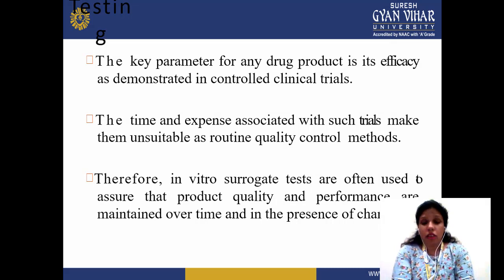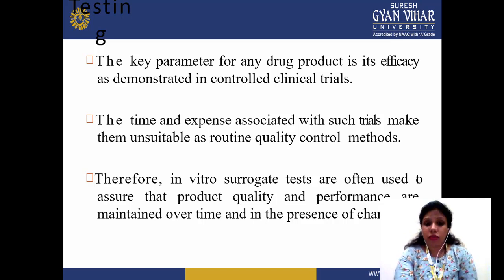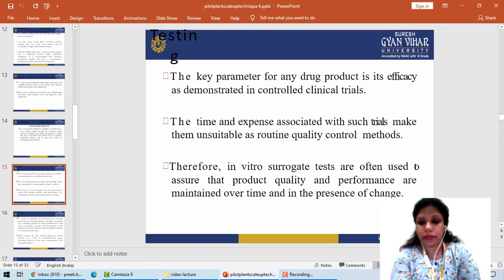Now the testing. The key parameter for any drug product is its efficacy, demonstrated in controlled clinical trials. The time and expenses associated with such trials make them unsuitable as routine quality control methods. Therefore, in vitro surrogate tests are often used to ensure that product quality and performance are maintained over time and in the presence of changes.